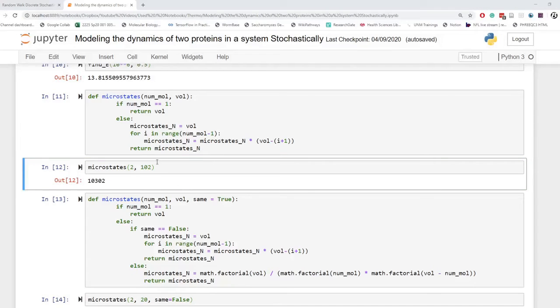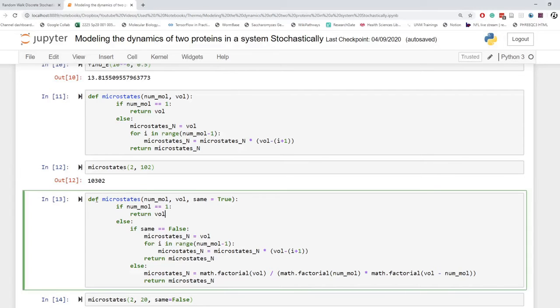And since these molecules are assumed to be different, we get a really high number of microstates. Whereas if they were the same, this would probably be close to a half. The number of microstates would be about a half this. So we're going to go ahead and rerun this. We're going to pass in an argument same equals true. We're going to assume that to be true for our new definition. But if it's false, we will output the same thing we outputted before.